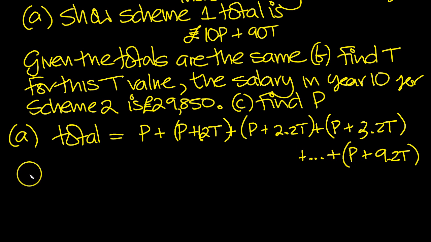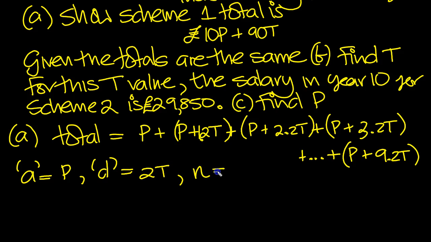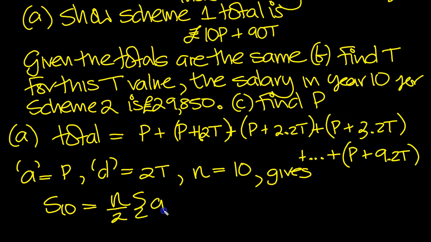So our first term, a, is P. Our common difference, d, is equal to 2t, and the number of terms, 1 to 10, will be 10 terms. S10, the sum, is n over 2, 2a plus n minus 1 lots of d.